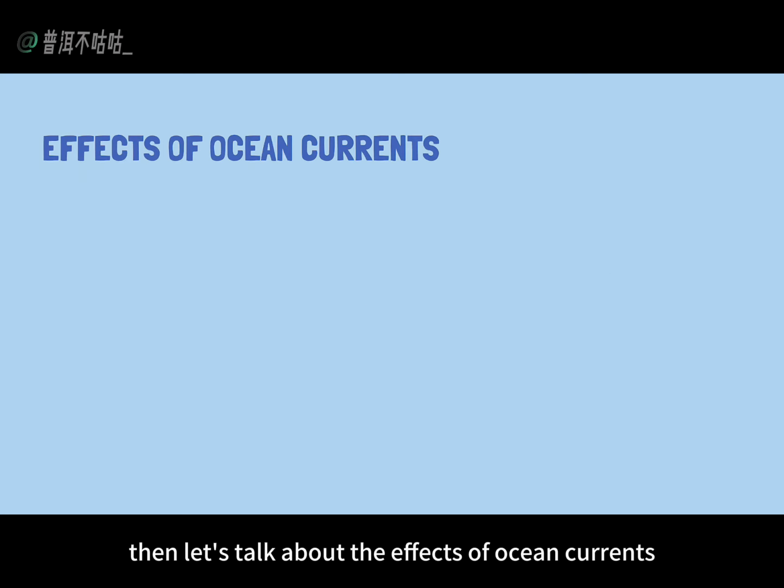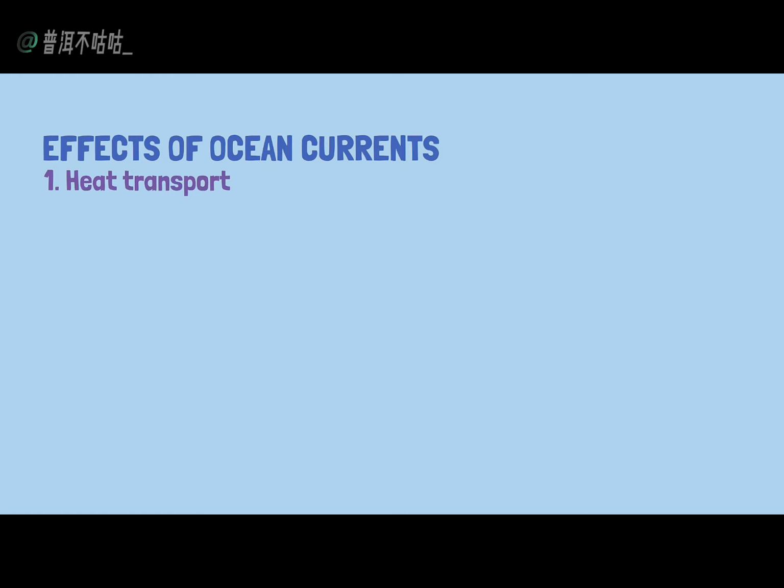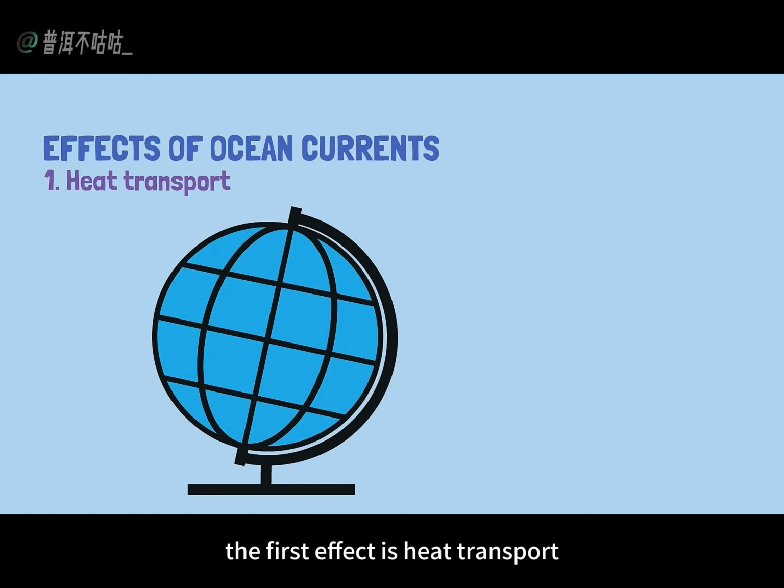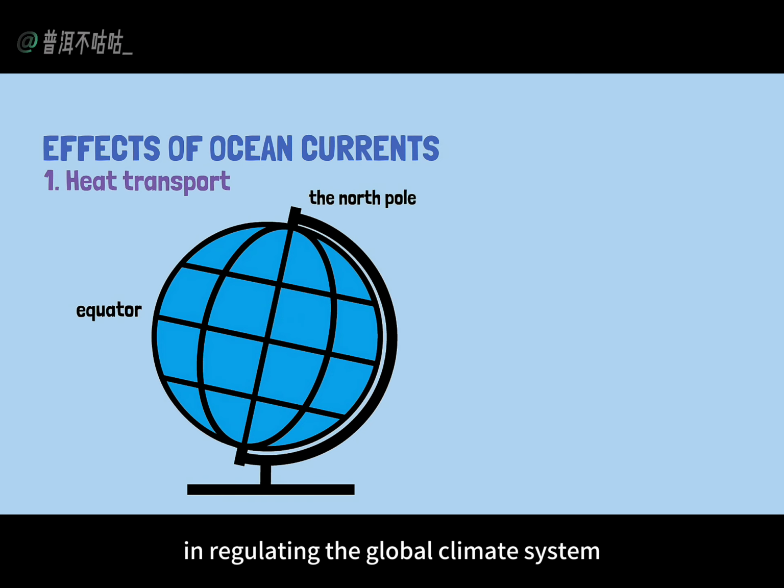Then let's talk about effects of ocean currents. The first effect is heat transport. Ocean currents play an important role in regulating the global climate system.